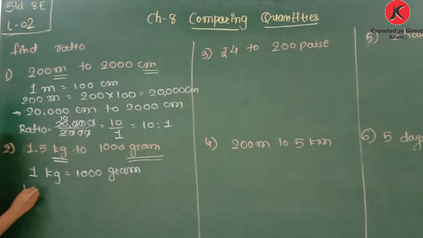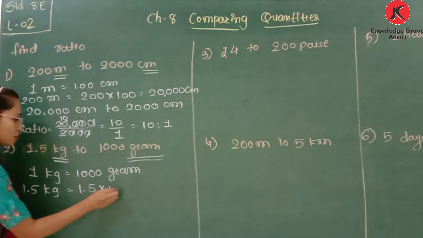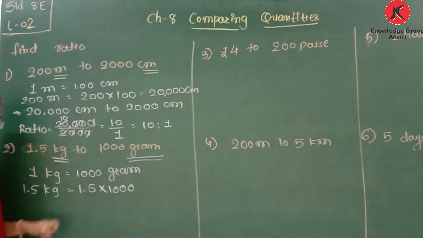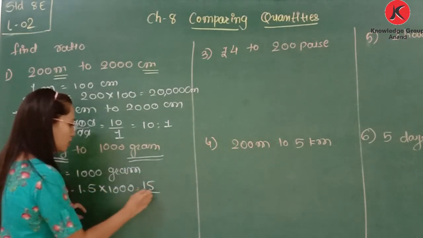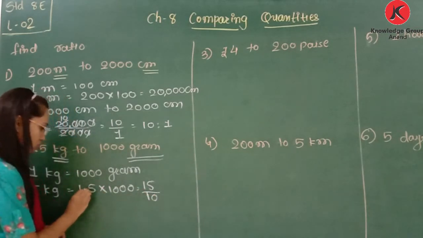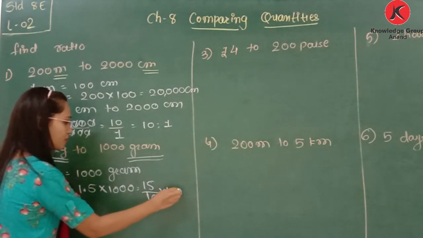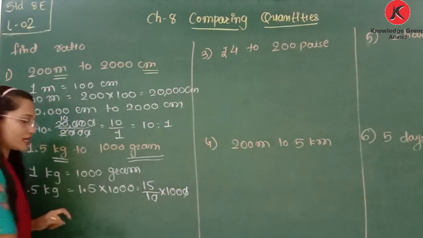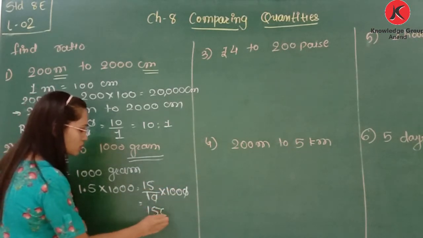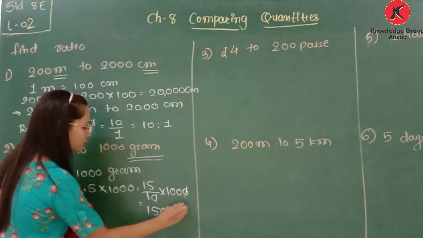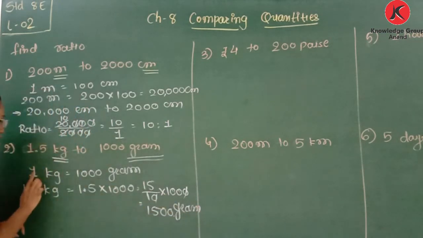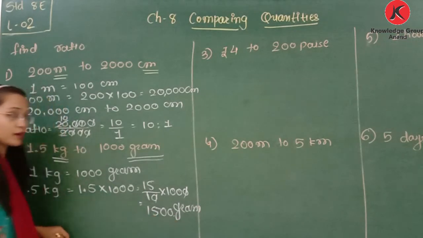So 1.5 kg is equal to 1.5 multiply 1000. Now 1.5 is what? 15 by 10. Convert this into a fraction. So 15 by 10 multiply 1000. Zeros will be cancelled out. So it is 1500 gram. So 1.5 kg is equal to 1500 gram.